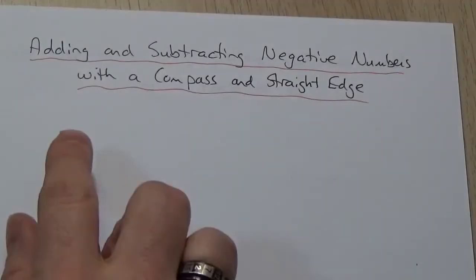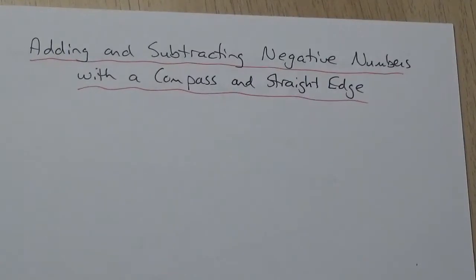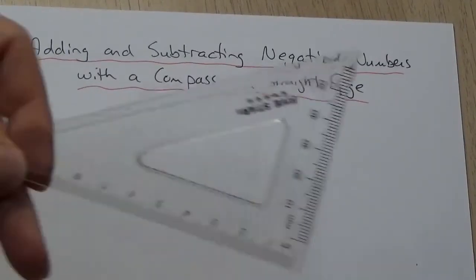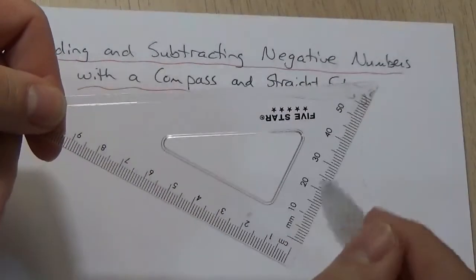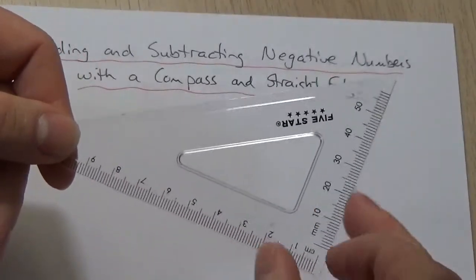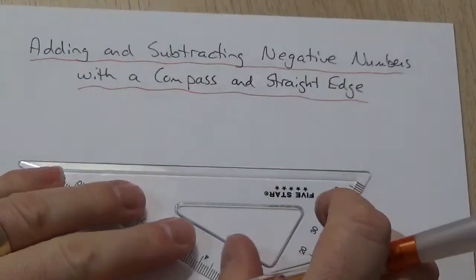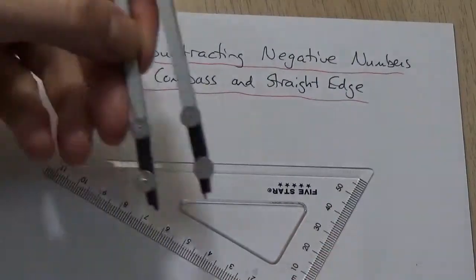Everybody. So here we're going to try adding and subtracting negative numbers with a compass and a straight edge. So here's my straight edge. And remember, I'm not using the ruled part of this. I just want the straight edge. And then I've got my compass over here.